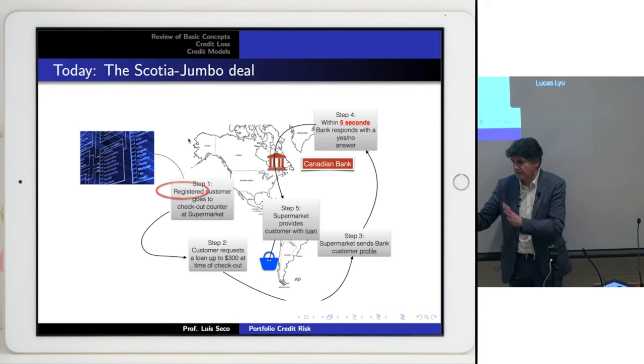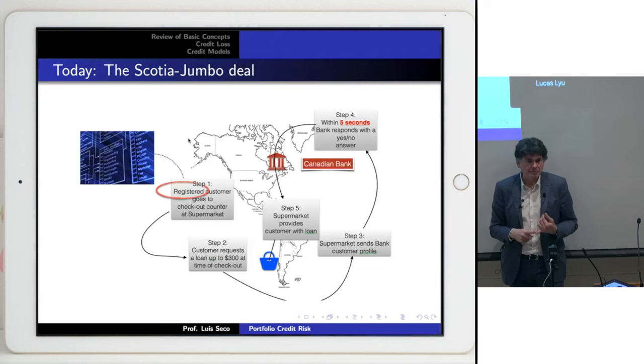But again, there's a modern version of that, which is with data science, and the way we calculate the expected default probabilities is different when you have data, when you don't have data, when you have ratings, or when you have only data, and things like that.